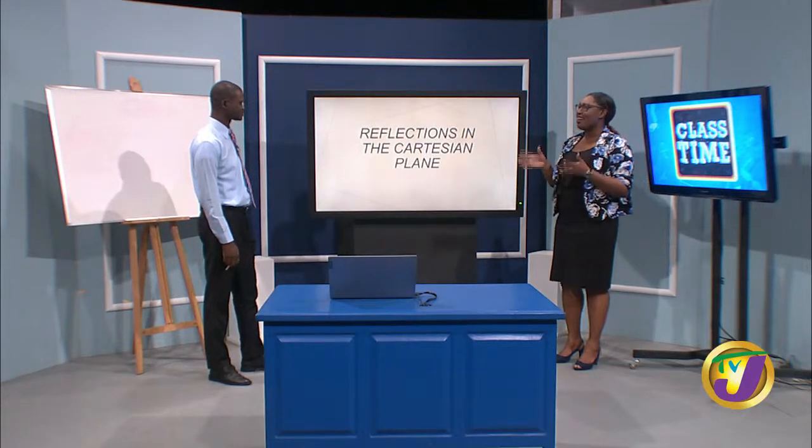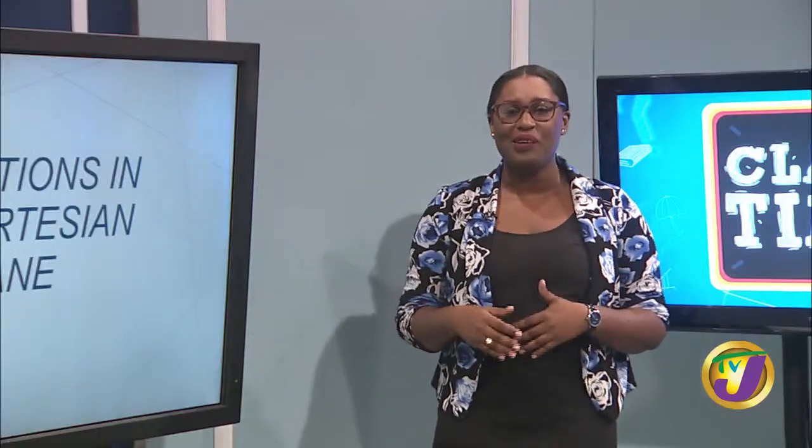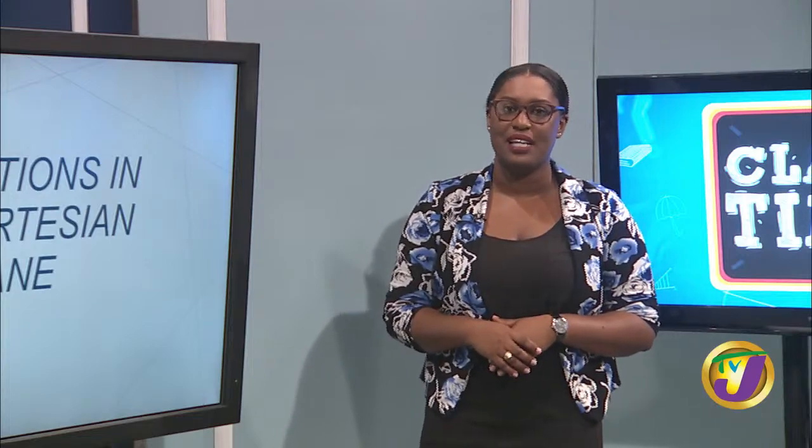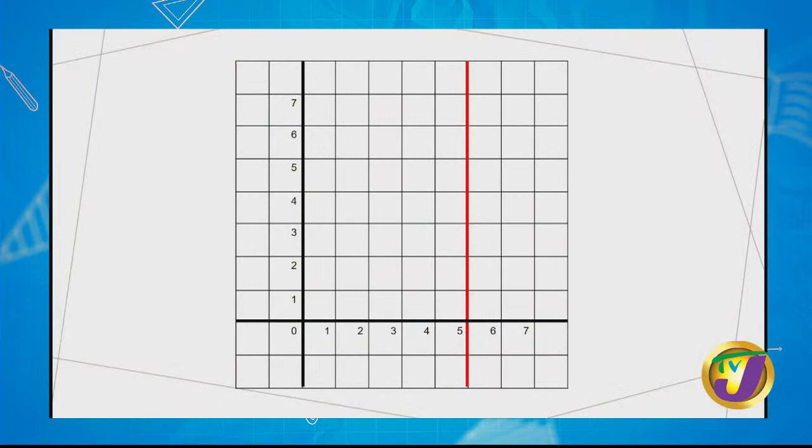So a while ago, we brought up the Cartesian plane, but we didn't really talk a lot about the Cartesian plane. Now we're going to delve a little deeper into it. You guys are supposed to be very familiar with this. So here we have the beautiful Cartesian plane. We have our vertical axis, which is known as our y-axis, and our horizontal axis, which is known as our x-axis.